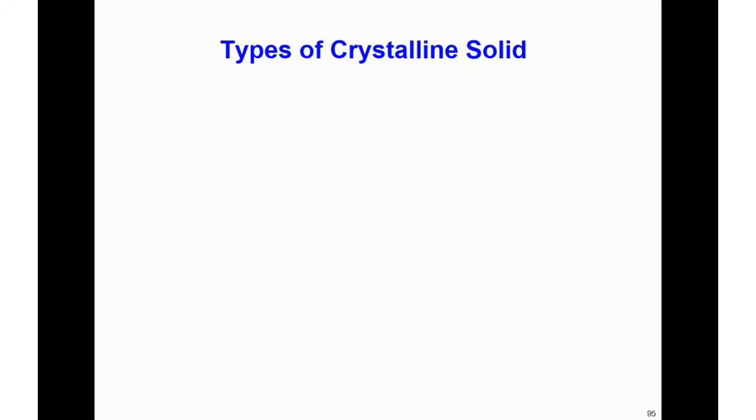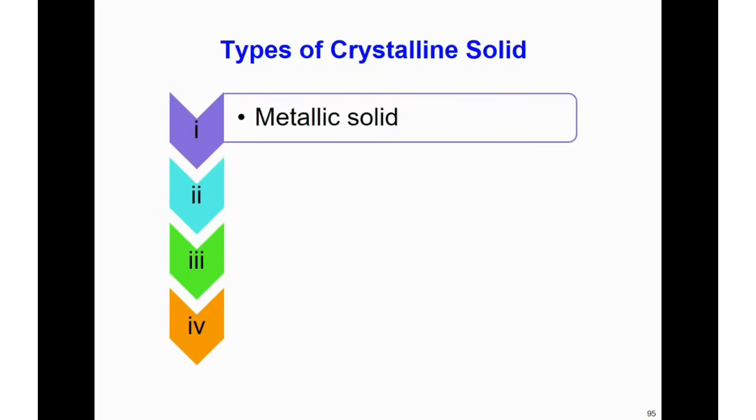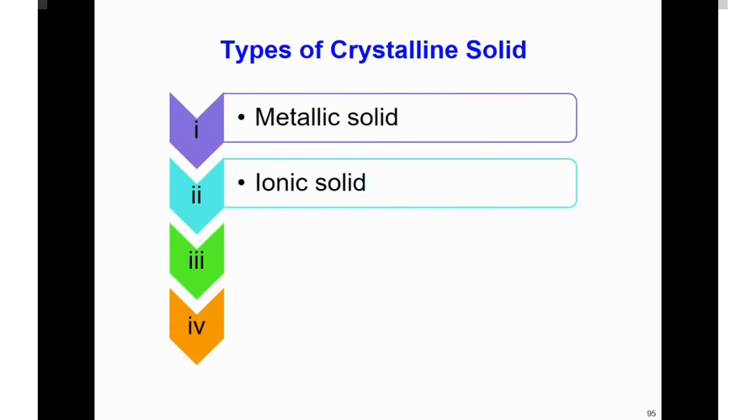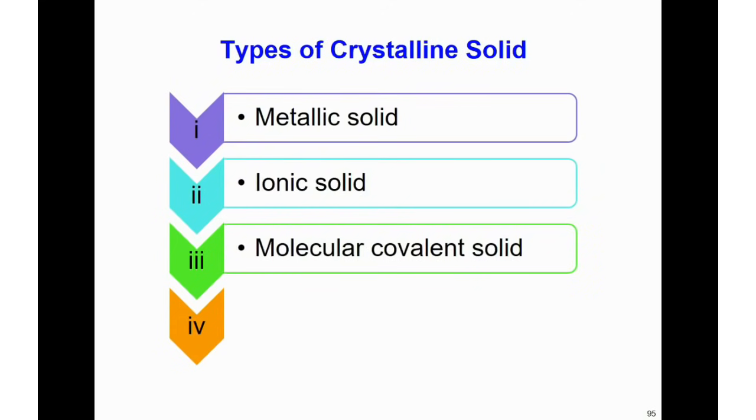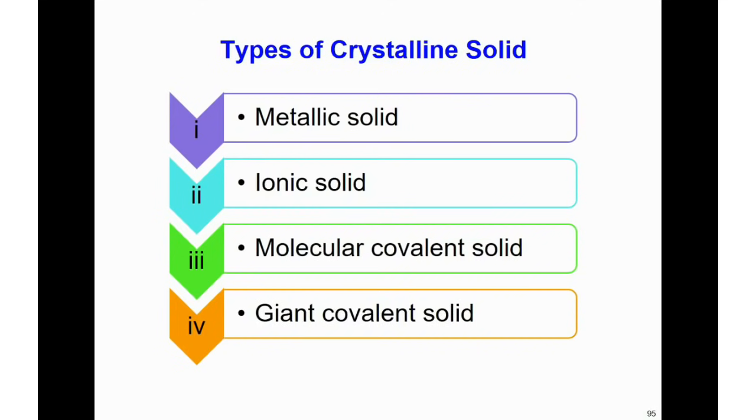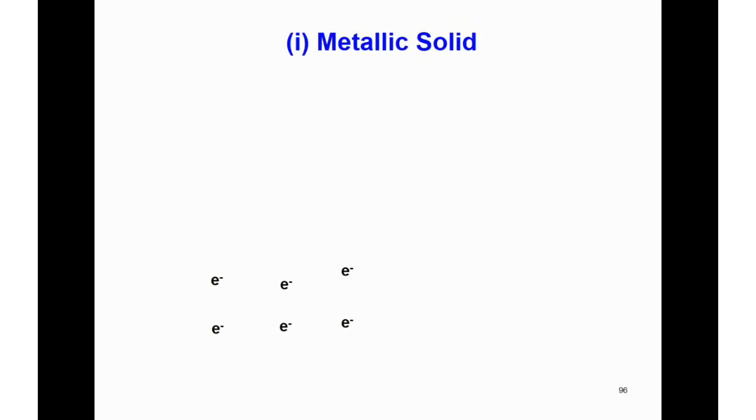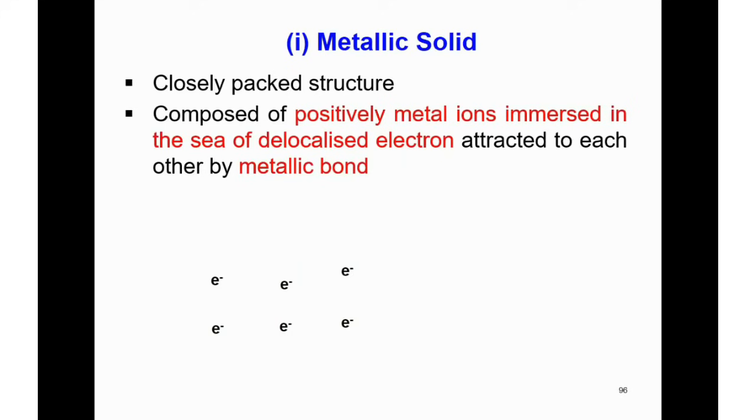Now let's look at types of crystalline solid. There are four types of crystalline solid. The first one is metallic solid, ionic solid, molecular covalent solid, and giant covalent solid. Now let's look at metallic solid. So metallic solid is a closely packed structure composed of positive metal ions immersed in a sea of delocalized electrons, attracted to each other by metallic bond.